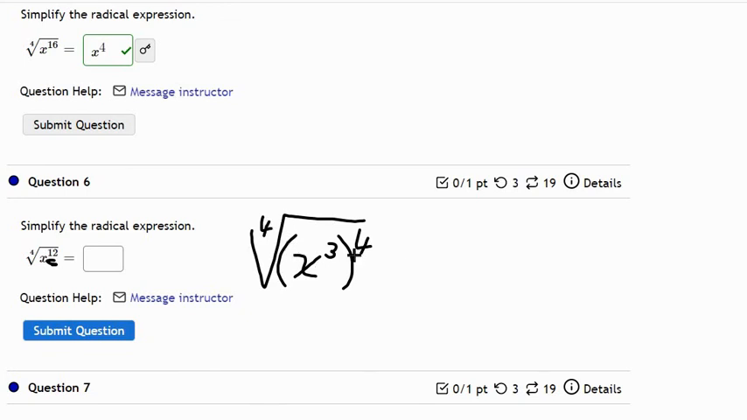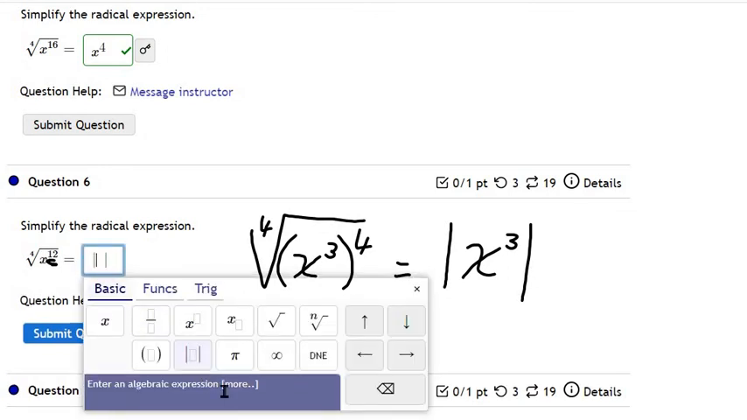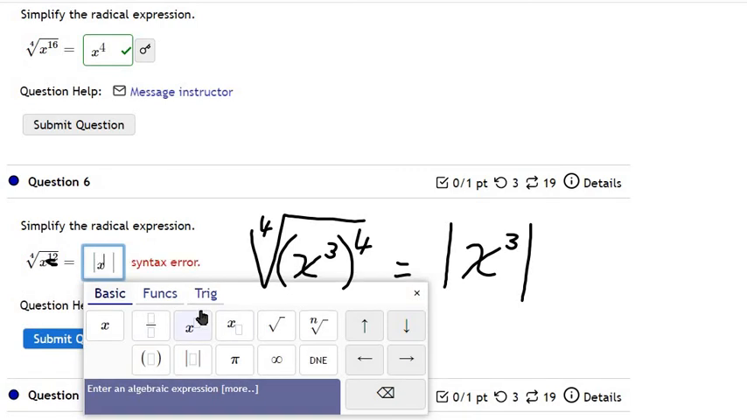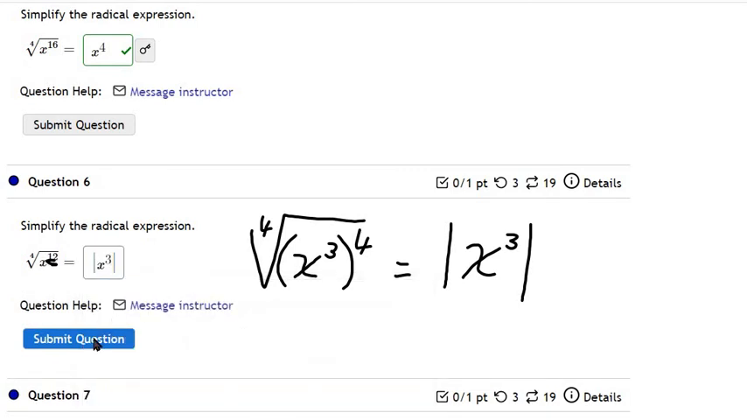Now the fourth root and the fourth power cancel each other out, and you're left with the absolute value. We need absolute value because this is even. Because this is even, we have to use the absolute value of x to the third. And then because 3 is not an even number, I keep the absolute value because I don't know if x to the third power is a negative number or a positive number, so I don't know what its absolute value is. So the answer here needs to use the absolute value symbol. It has to be the absolute value of x to the power of 3. And that should be it.